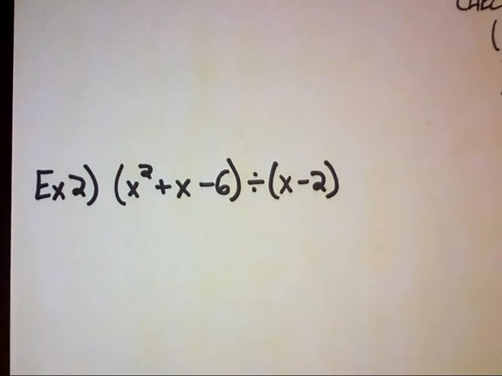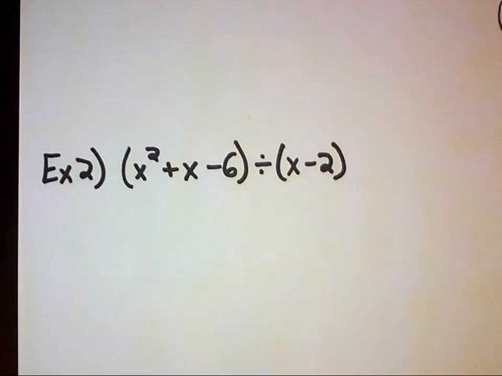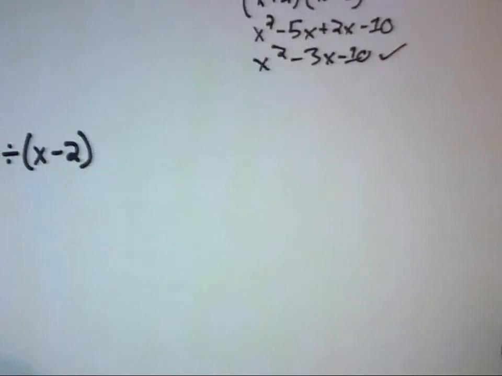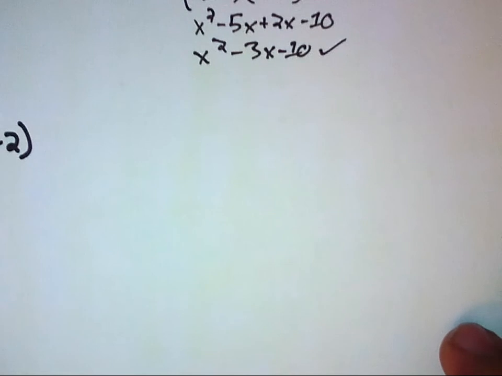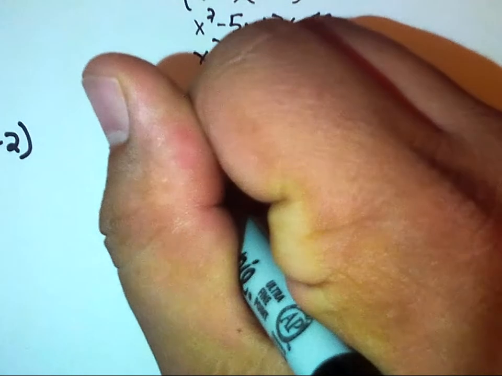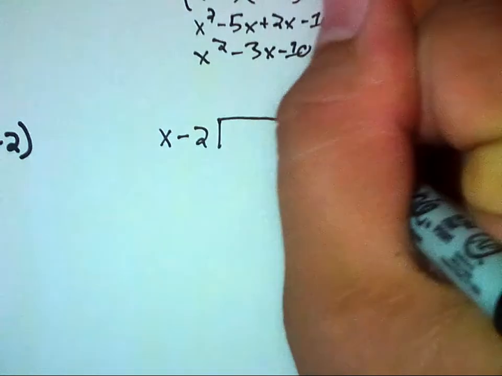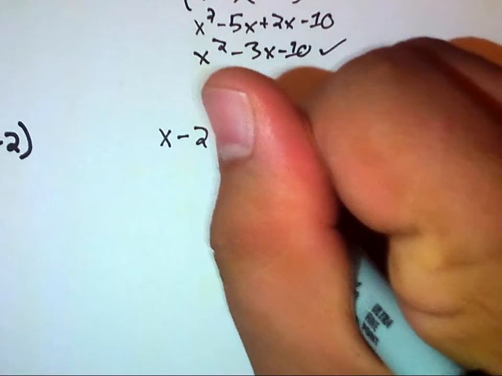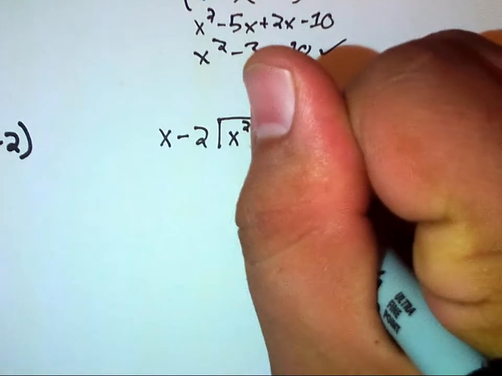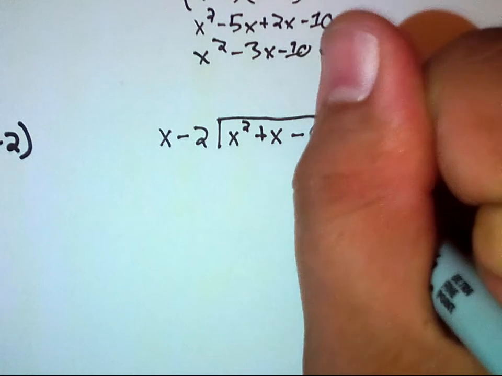All right, let's take a look at another example here. So I've got x squared plus x minus 6 divided by x minus 2. Again, we have two terms here, so like I said earlier, we're going to go ahead and do long division. So let's set it up. On the outside, we're going to have x minus 2, and draw the division bar. And on the inside, we're going to have x squared plus x minus 6.